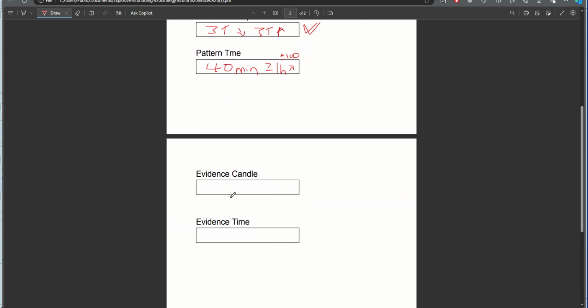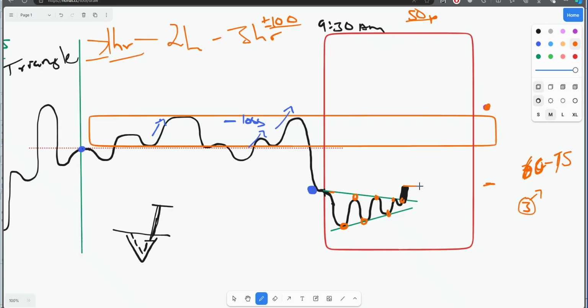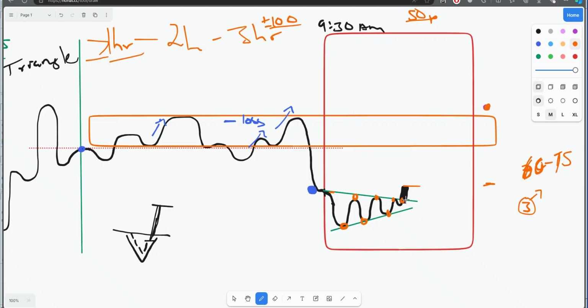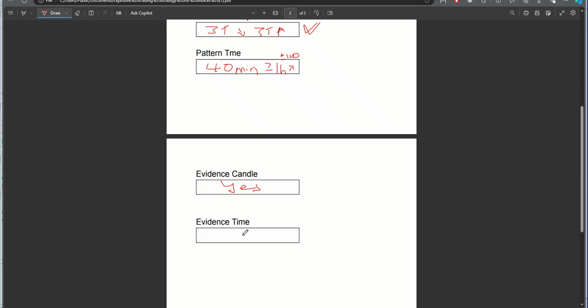Okay, and then now we need to know, is there an evidence candle? We are talking about this trade, right? Yes, there is an evidence candle. Here is the most important part. I repeat for the third time, here is the most important part. We had an evidence candle here, but this is not important. Here's the last important thing: what time did they give an evidence candle?